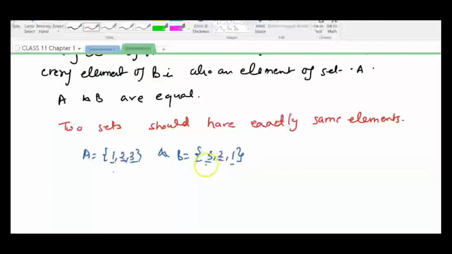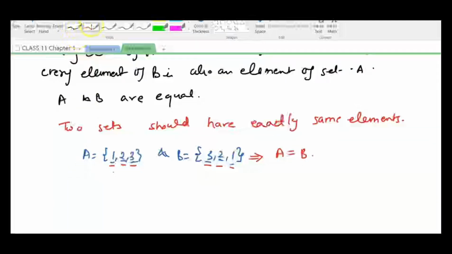Similarly, the elements of B, 3, 2 and 1, are all in the set A. So the sets have exactly the same elements. Even though the order is different, we have written 1, 2, 3 here and 3, 2, 1 there, since they have exactly the same elements, they are equal.